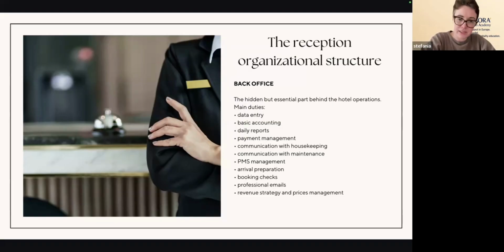prepares the offers for the guests, so is answering the emails, and makes a revenue strategy and price management, which means looking at the statistics of the hotel, requests depending on the day, depending on whether there is an event, a fair, or a special day like festive days, and decides the price strategy, whether to put a higher price or lower price, depending on a lot of factors.